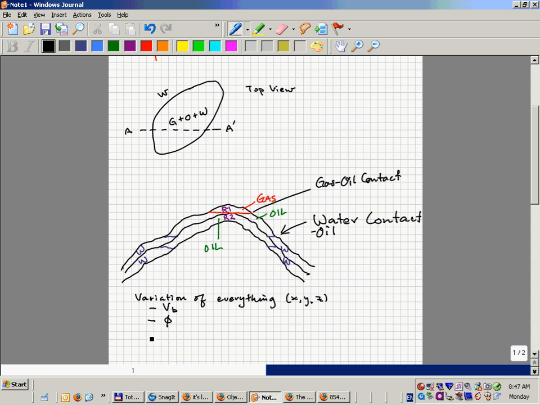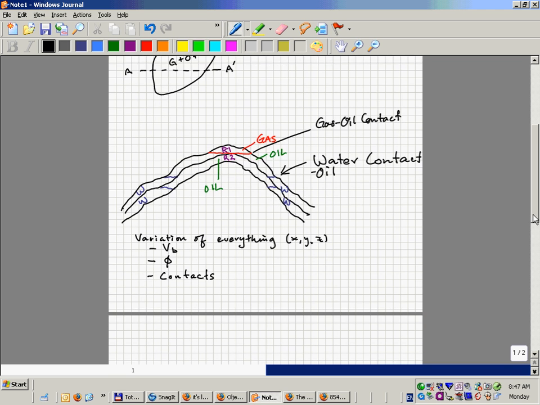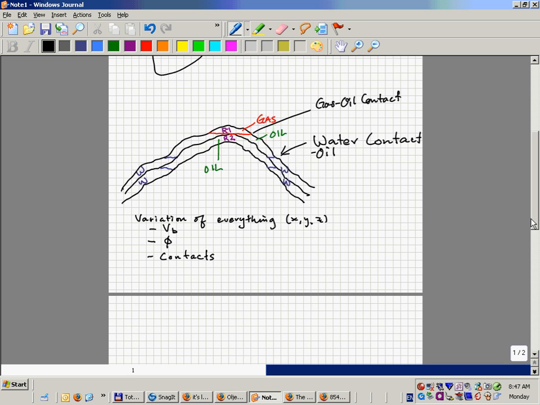So we need contacts. And those contacts, in fact, can vary as a function of x and y, but they don't usually, but they can. Okay, what else do we need to know?